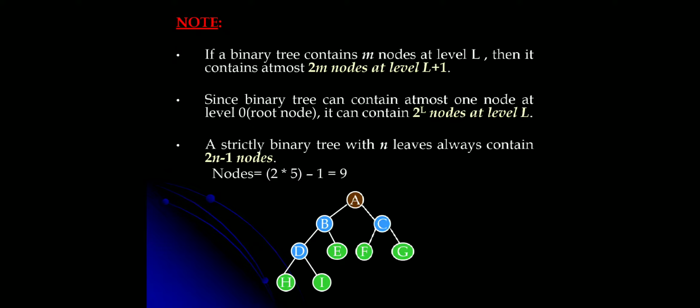A strictly binary tree with n leaves always contains 2n minus 1 nodes. So please remember this formula. Given the number of leaves, you can find out the total number of nodes in a strictly binary tree. The formula is 2n minus 1, where n is the number of leaves. You can observe in this diagram how many leaves are there? Totally 5 leaves. So just substitute n with 5 in this formula: 2 into 5 minus 1, the total number of nodes for this diagram is 9. You can make a count, totally 9 nodes are there. So given the number of leaves, you can find the total number of nodes in a strictly binary tree.